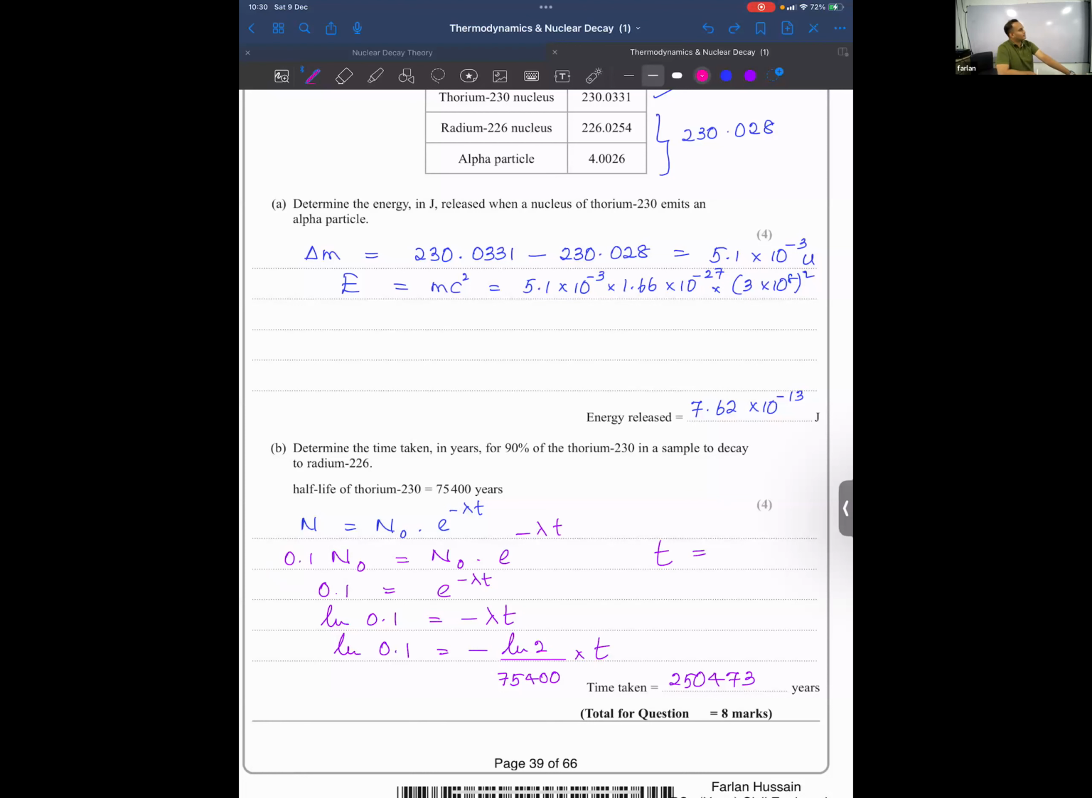Okay. You have 1,000 rupees. You spend 90%. Then how many percent is remaining with you? 10%. 1,000 into 10% is 100 rupees is what remains. Initially, the number of undecayed nuclei in the sample is N naught. 90% decays. Then what percentage is remaining? 10%. So I'm using the equation N equals N naught e to the power minus lambda t, where N naught is the initial.